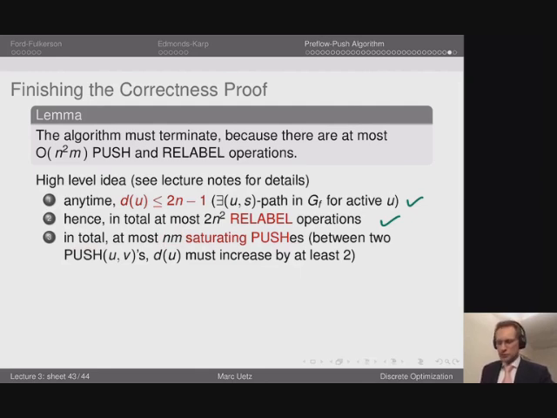And the argument to show this reminds very much of the argument that we used earlier to derive the computation time for the Edmonds and Karp algorithm. Because the trick is showing that between two consecutive push operations for one and the same edge from u to v, the corresponding label must have increased by at least 2, and then we know that the label is at most 2n minus 1. So we consider one fixed edge from u to v, and we consider a saturating push operation, which means this edge from u to v is going to be saturated.